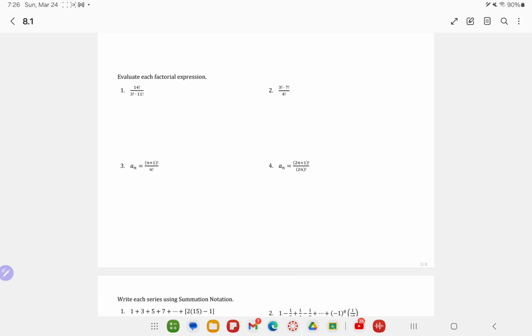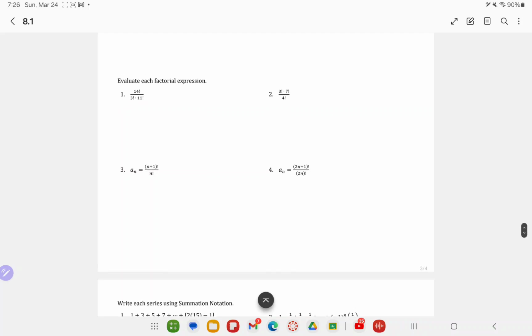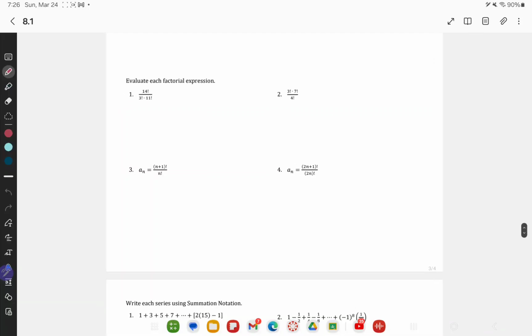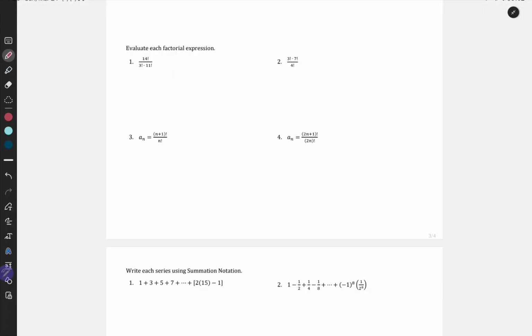So 14, it's technically not only 14. Where is my pen? 14 is 14 times 13 times 12 times 11. All of this is in 14 factorial stomach, and goes on and on until 1.